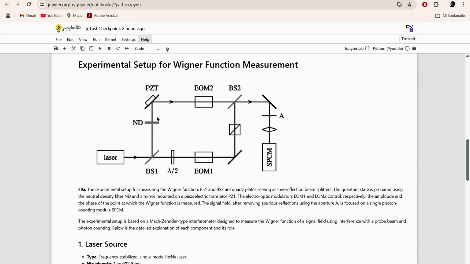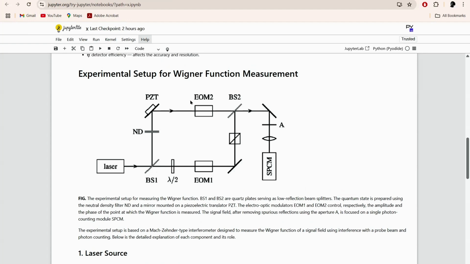This is the light of which we are calculating the Wigner function. Instruments like the half wave plate, EOM1, and this polarizer are used to modulate the amplitude of this probe signal. By modulating the amplitude of the probe, we are actually displacing the signal of which we have to find out the Wigner function. How does this EOM1 and this setup modulate the amplitude of our probe? I will show you on my tab screen. Just one minute.